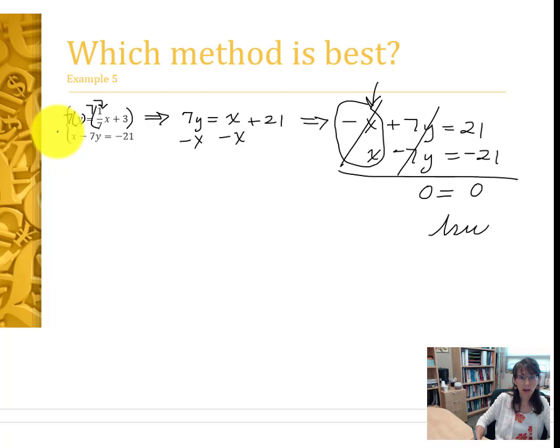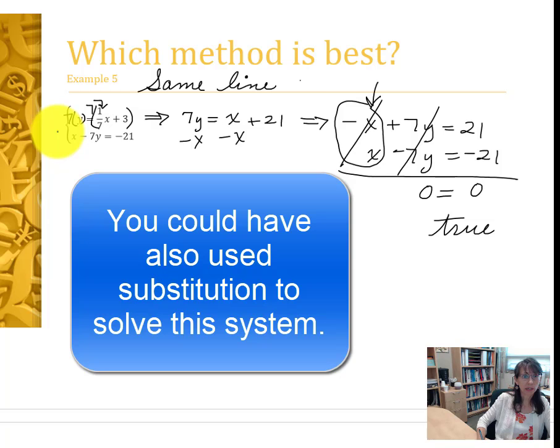But notice how this time we ended up with a true statement. What that means is any point that is on the first line is also on the second line. They share all points in common, so they are the same line. So there's an infinite number of solutions.